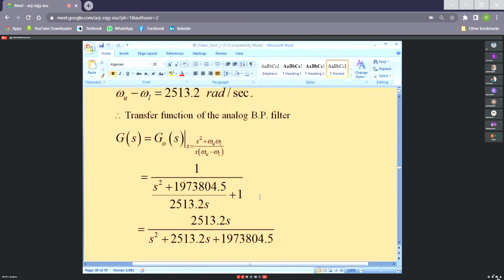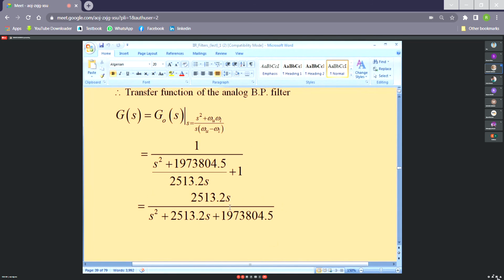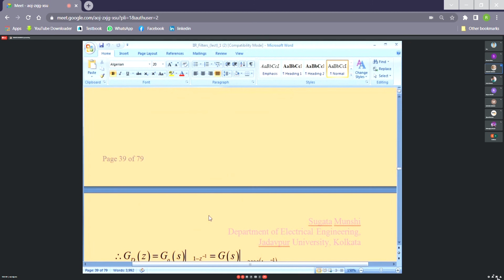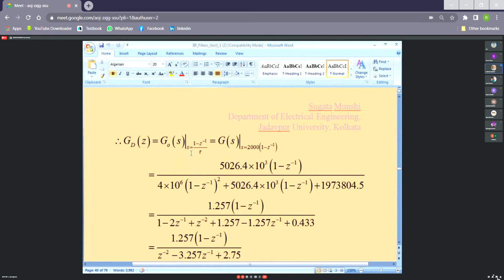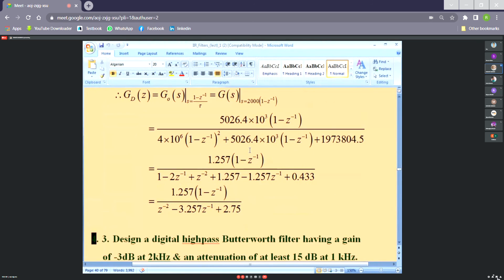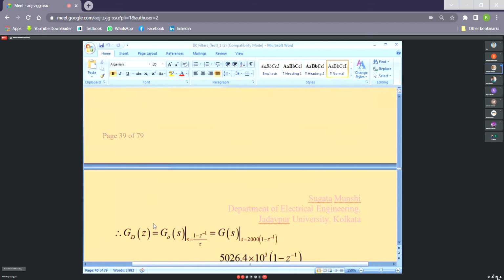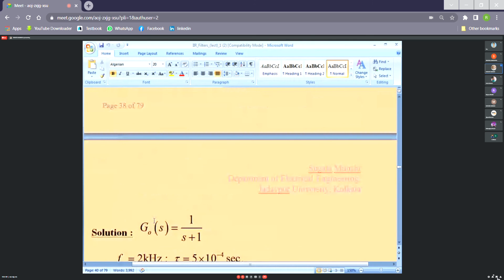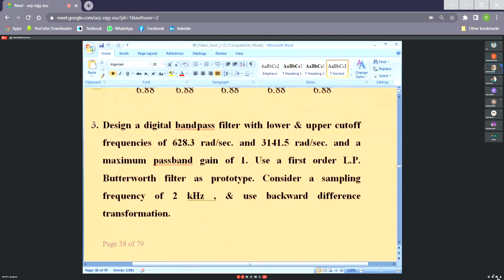Visible, sir. Okay. So this is the expression for GS. Now just replace S with this expression, 1 minus Z to the power minus 1 by tau. That means 2001 minus Z to the power minus 1. You will get GdZ. You can further simplify it and then just cross multiply, take the inverse Z transform to get a relation between Yn and Xn. All right. So write down this one. This will be 2.